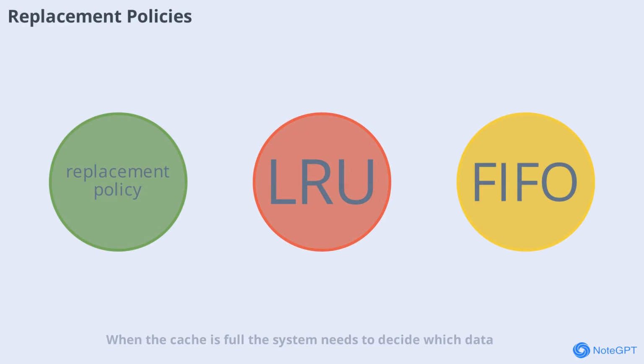When the cache is full, the system needs to decide which data to remove to make room for new information. This is where replacement policies come in. Common policies include least recently used (LRU), first in first out (FIFO), and random replacement. Each has its own way of choosing which data to evict, impacting overall performance.